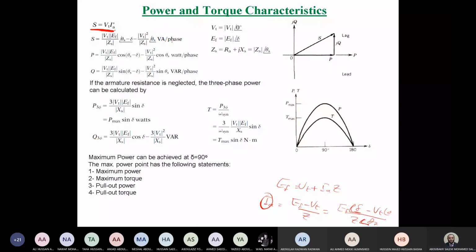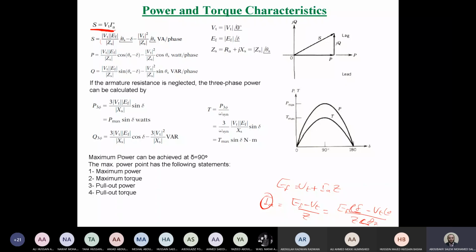The active power is considered as the real part of the apparent power. So we can say this magnitude multiplied by cosine of the angle. So power equals V terminal EF over Z cosine theta S minus delta, minus V terminal square over Z cosine angle theta S. So this is now the active power. The same equation gives the reactive power, but by replacing cosine by sine. So this equation now represents reactive power.